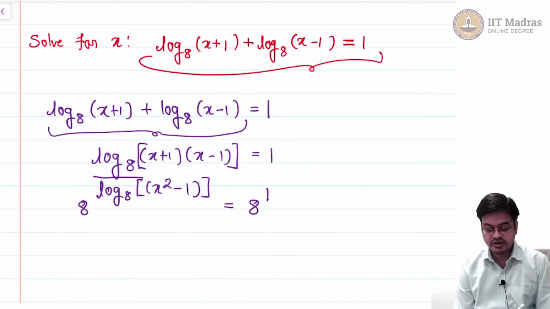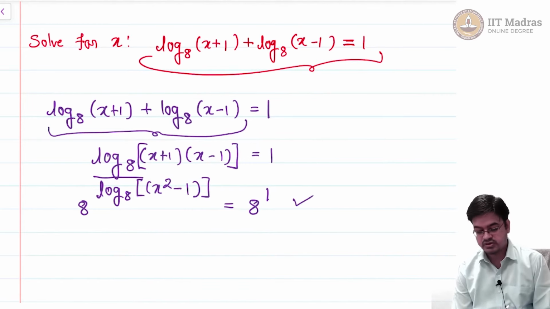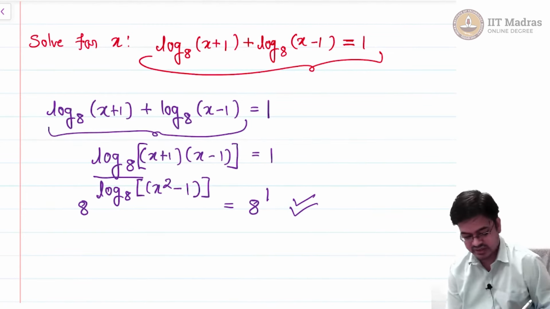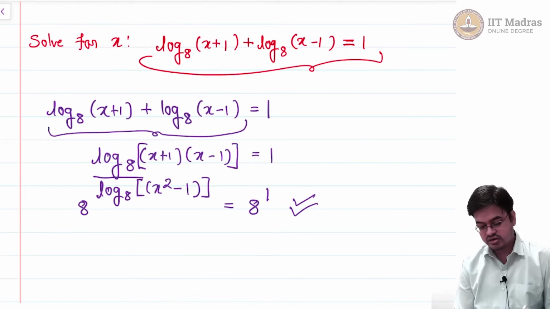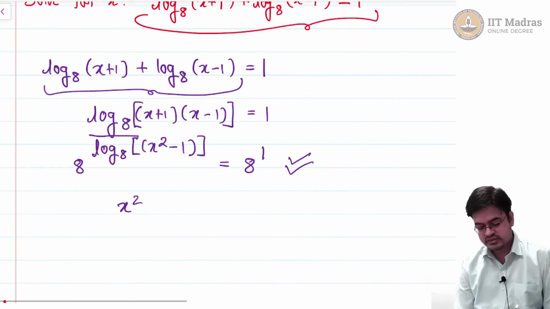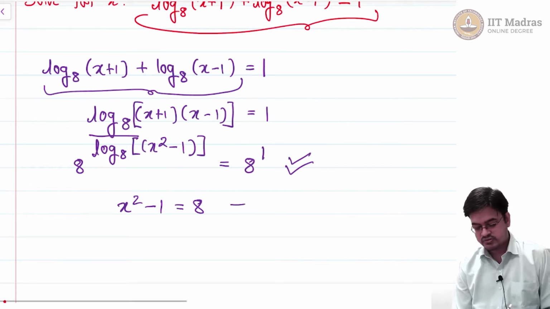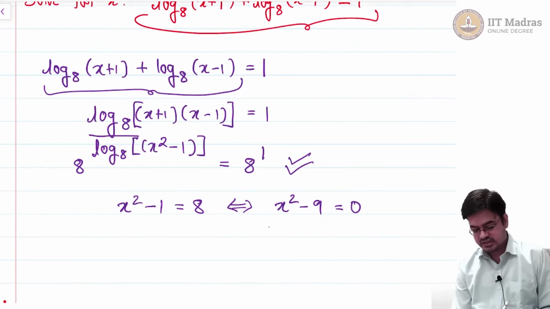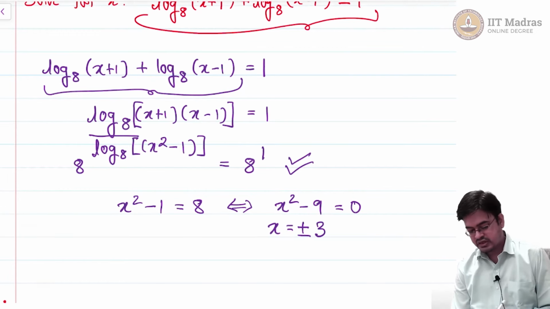Remember, if you don't write this step, you may miss out on this. You may write this to be equal to 1. So just write all these things. Then 8 raised to log to the base 8 will vanish, and therefore you will get x square minus 1 is equal to 8. Do I know something like this? I know that x square minus 9 is equal to 0. That means x is equal to plus or minus 3 are the possible solutions.